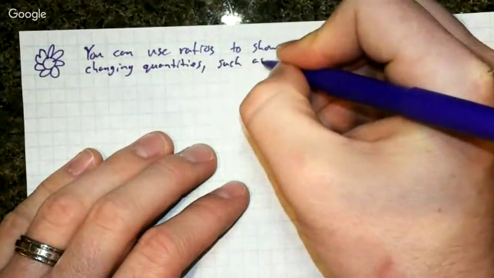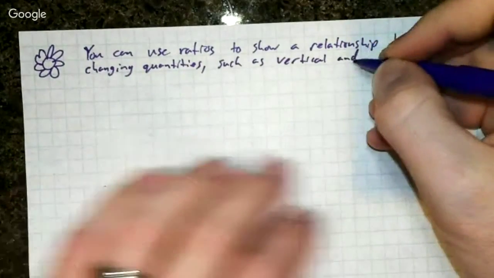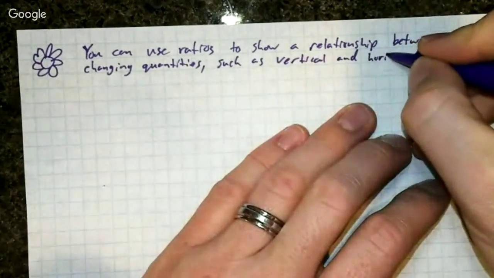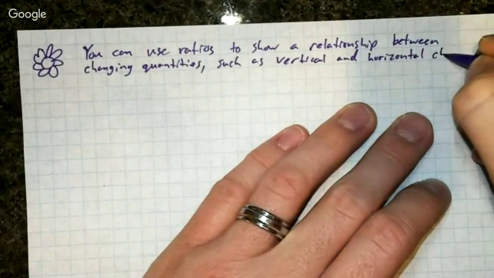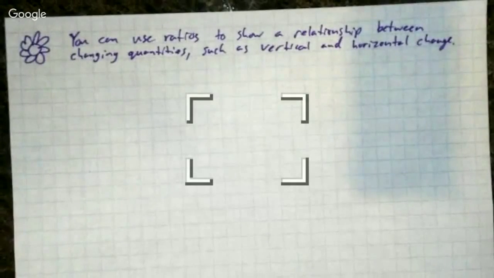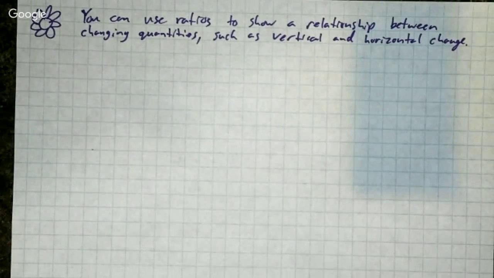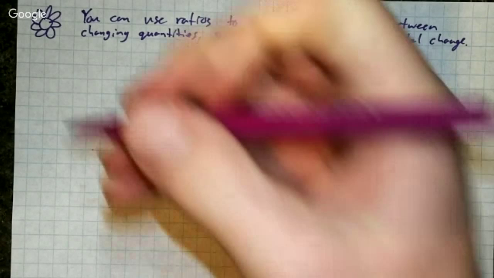Such as vertical and horizontal change. So that's basically what we just talked about. We're using ratios to show relationships between quantities. Now, the quantities we're talking about a lot when we're talking about those graphs are those vertical and horizontal changes. All right, so let's now move in and get into some of our modeling. Let's see some of these.